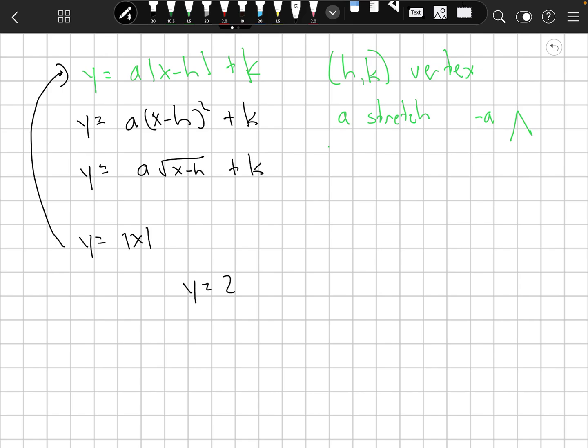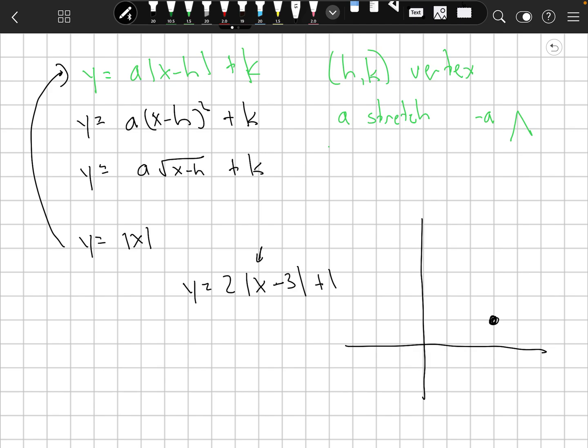y equals 2 times the absolute value of x minus 3, plus 1. So first of all, the vertex is at 3, 1. Right there, 3, 1. If I plug in the point 3 right here, 3 minus 3 is 0, and 0 times 2 is 0, and plus 1 is 1, so 3, 1.